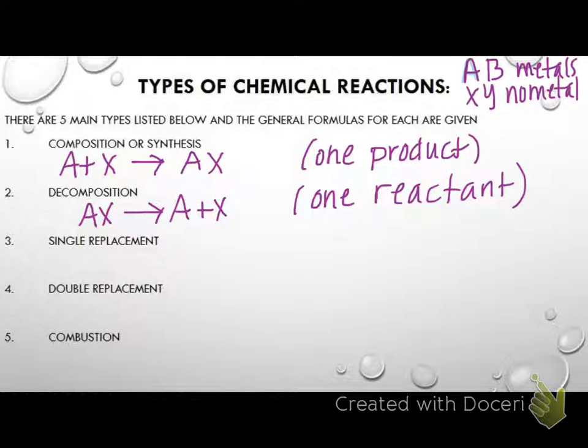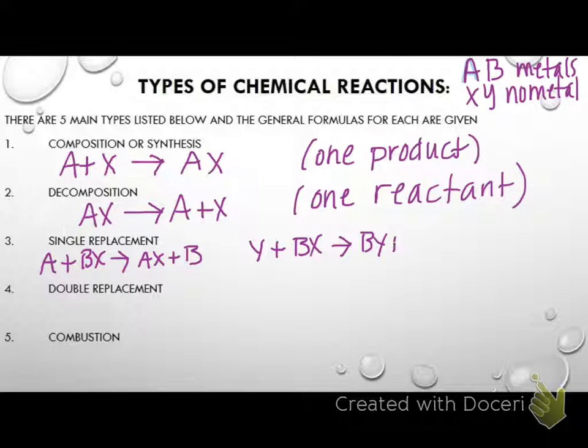A single replacement can be a metal replacing another metal in a compound, or it can be a nonmetal replacing another nonmetal. So if I had this one, I'm going to have A plus BX, and A would replace B, so then I would get AX plus B. Or I could have a nonmetal replacing the other nonmetal. So then I would get BY plus X.